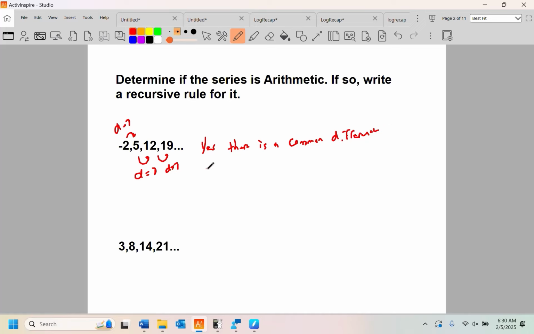If so, write a recursive rule for it. So the nth term will be the first term if the term number is 1, and it will be the previous term, that's the previous term, maybe you remember doing that, maybe you don't, plus 7 if n is greater than 1.